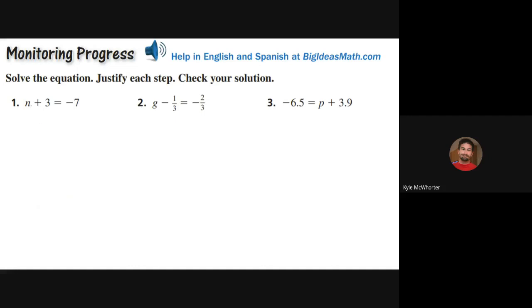All right. What would we do on number one? What operation would we do to both sides of the equal sign? We need to subtract 3 from both sides, right? Our variable has a +3. The opposite of that is -3. So we're going to subtract 3 from both sides, and the inverse operations just cancel each other out or undo each other, and we get n equals -10.